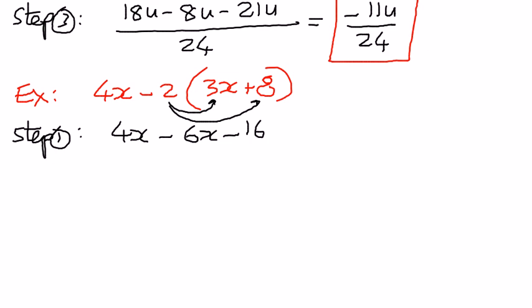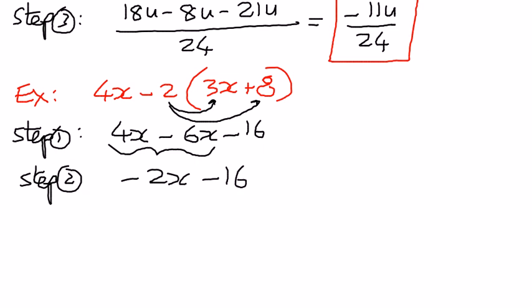Since we have similar terms, we will combine them, and the similar terms here are 4x minus 6x. As I said, these are similar terms. 4x minus 6x will be negative 2x minus 16, and that is where we want to leave it. There are no more similar terms to combine, and therefore negative 2x minus 16 is our answer.